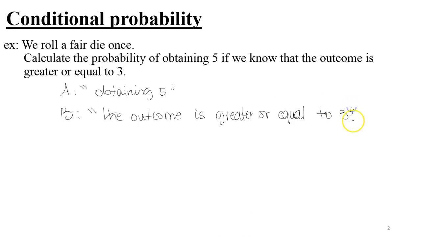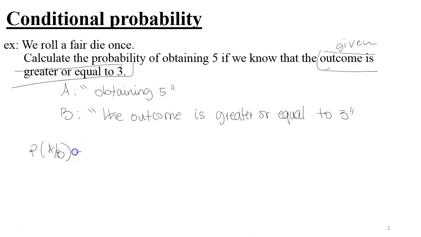Okay, so over here, we want to find the probability of obtaining 5 if we know that the outcome is greater or equal to 3. So this is my given. We are looking for the probability of A given B. Now we can look at this problem from two perspectives. We can just use the formula, which is the probability of A inter B divided by the probability of B, or we can look at it from a perspective of the reduced sample space.